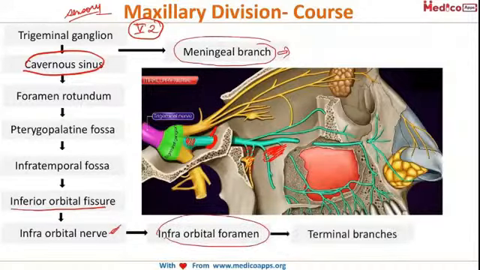Okay, so this was a brief overview of the course of the maxillary division, and within each of these areas the maxillary division gives out some branches. Now let's look at some branches. First branch we have already learned, that is the meningeal branch, which is an intracranial branch of the maxillary division. Now next, after it exits, it will give out some branches within the pterygopalatine fossa.